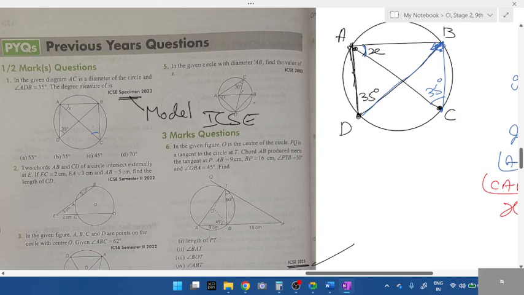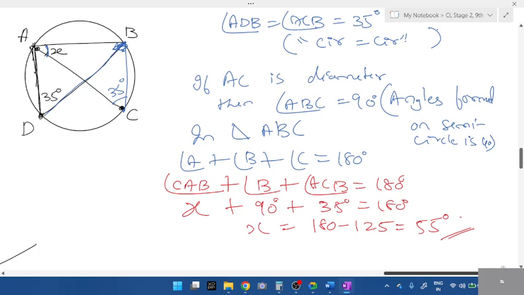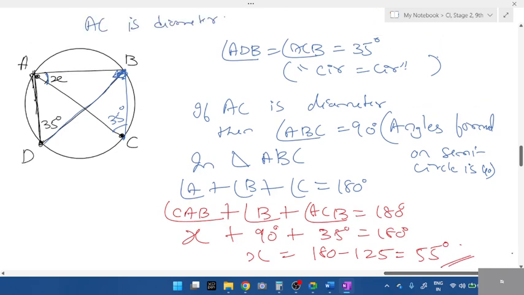Copy this question, write 2023, start solving this. Keep practicing, attend regularly. After 2-3 weeks, you'll definitely understand. You'll be able to solve all the circle questions.